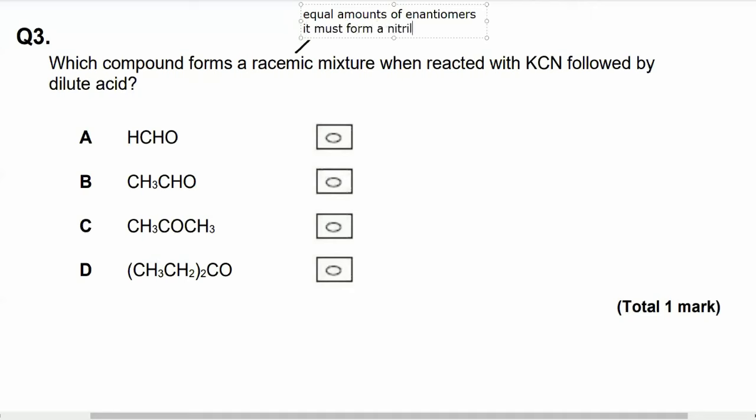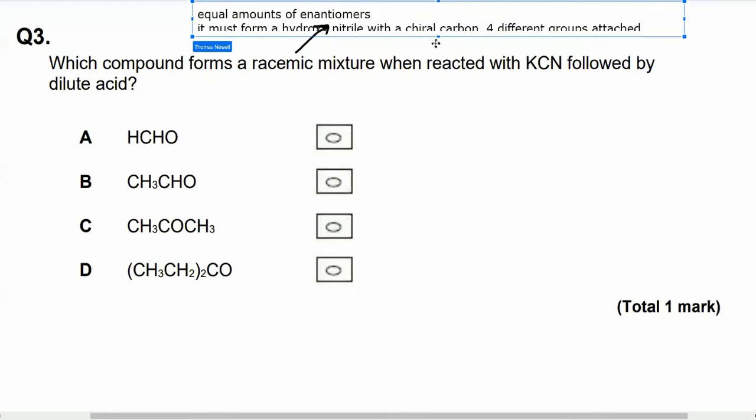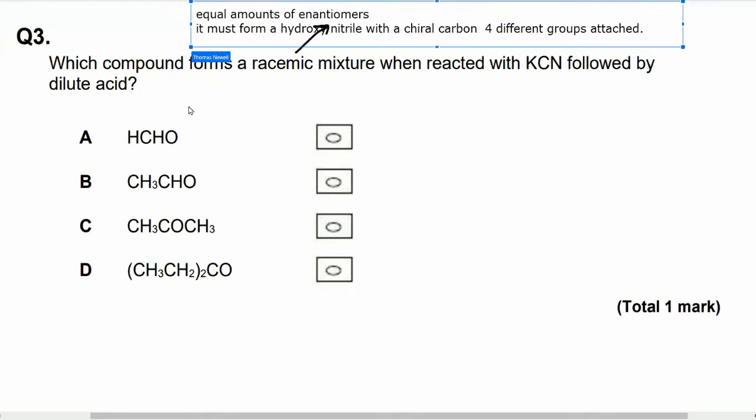So we're looking now, this racemic mixture is formed when a nitrile is attacking one of the compounds A, B, C, or D. So we're looking really for which one of these compounds will form a chiral product. If you can work out which one of these will form a product with a chiral carbon, you've got the right answer. And a chiral carbon has 4 different groups attached. Which one forms a product with 4 groups attached to the carbon? Let's have a look.